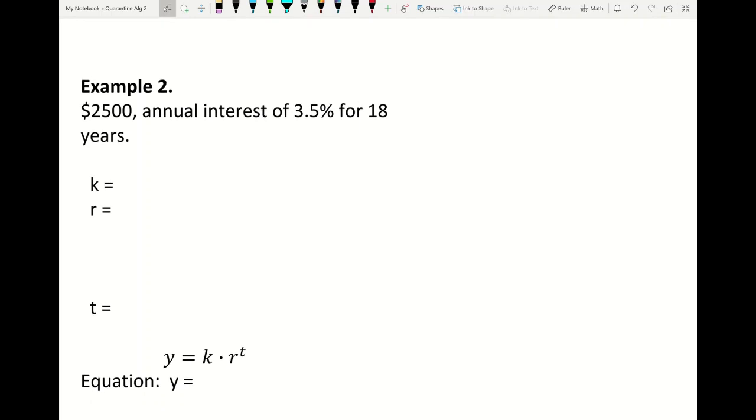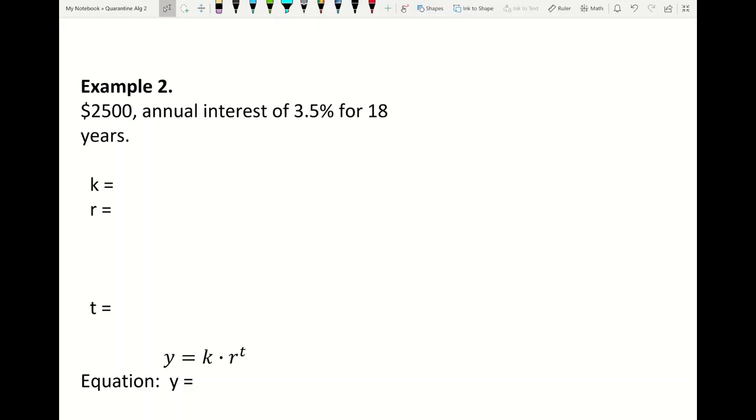So let's say you inherited $2,500, or you made $2,500. Now you decided to put that money into the bank, and the bank says to you, we will give you 3.5% annual interest. And then you decided that you're just going to leave it for the whole 18 years without pulling any amount of money. You're just going to forget about it for 18 years. Now, with a 3.5% interest rate, how much will you end up having? Okay, so that's the question.